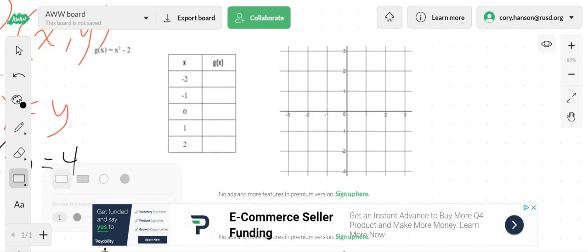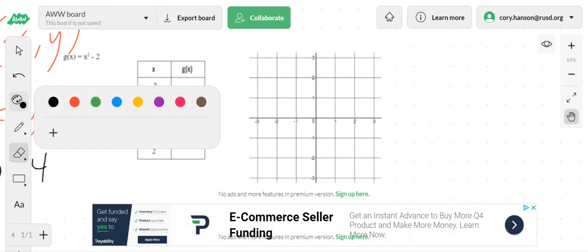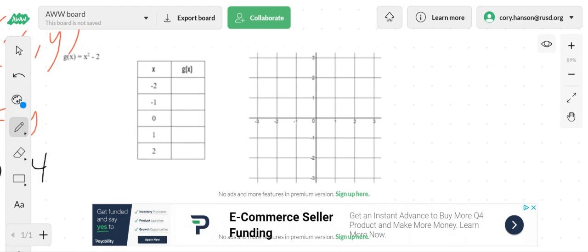On this other problem on your paper, you are given an equation in function notation: g of x equals x squared minus 2. If you know anything about specifics, you know that this is a quadratic function because it has a square in it. What we're going to do is figure out the values for the x values in the table.